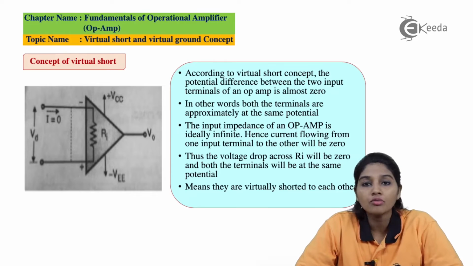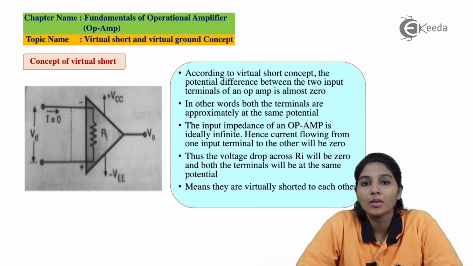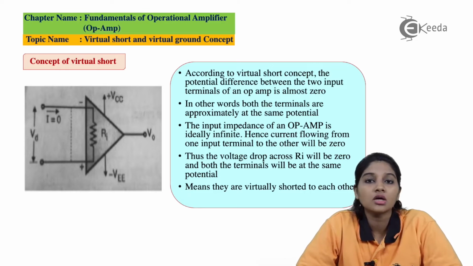We know that the output voltage of op-amp is proportional to the difference between the input voltages applied to the inverting and non-inverting terminals of op-amp. So VO is equal to AD or AV into VD. We know that the open loop gain of op-amp, that is AV or AD, is infinite. Therefore, we can say VD becomes equal to 0. That is, V1 is equal to V2.